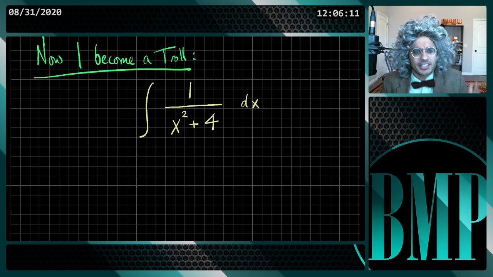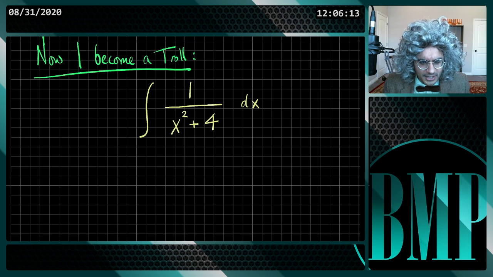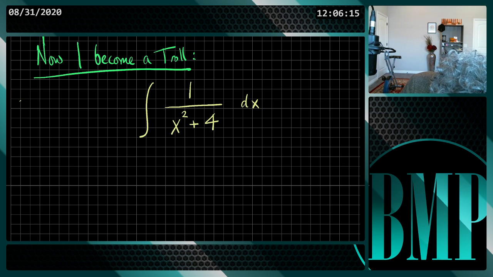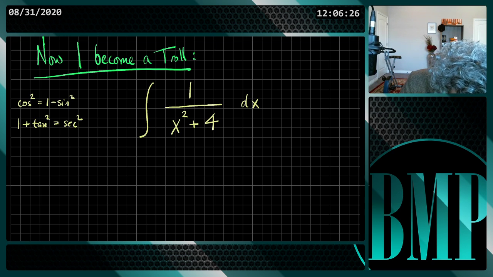Okay, so you go and you start looking. You look at your identities. Oh God, cosine squared is 1 minus sine squared. Oh no, 1 plus tangent squared is secant squared. Oh no, this is a 1, not a 4.